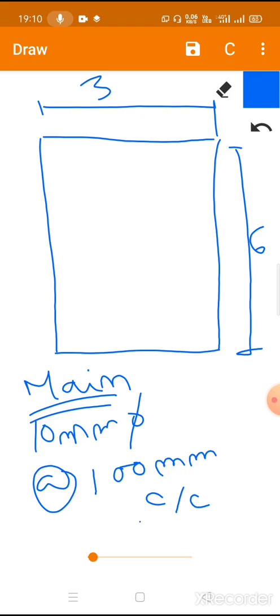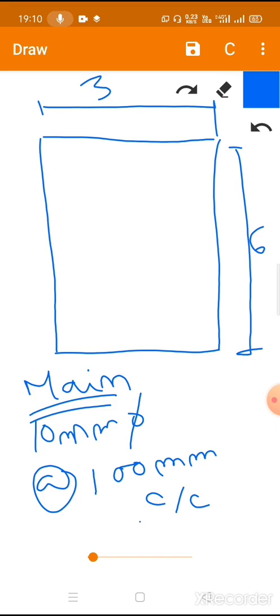Okay, so how the main reinforcement is laid, that you need to know. The main reinforcement is always laid along the shorter span. You should remember this thing. And how it is laid, I will tell you. First of all, this is the shorter span. So along this shorter span only the main reinforcement will be laid, and the main reinforcement given here is 10 millimeter diameter bars at the rate of 100 millimeter center to center.